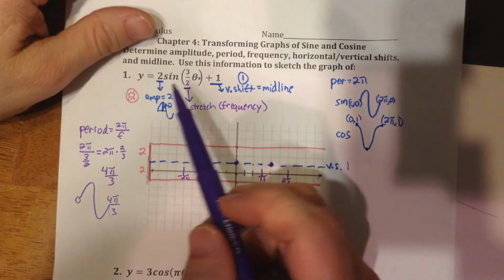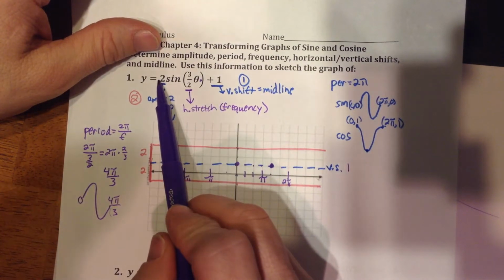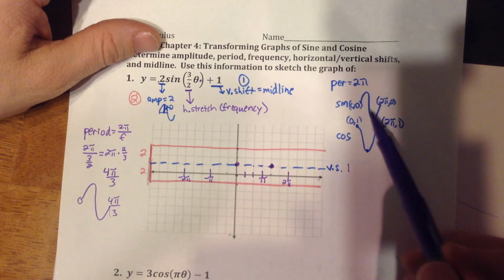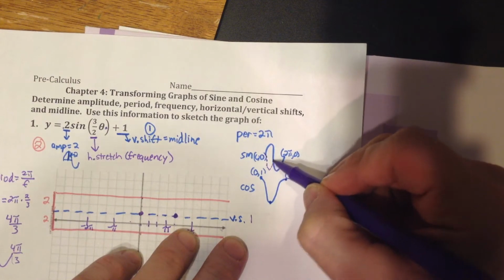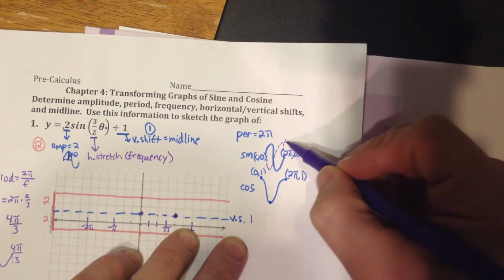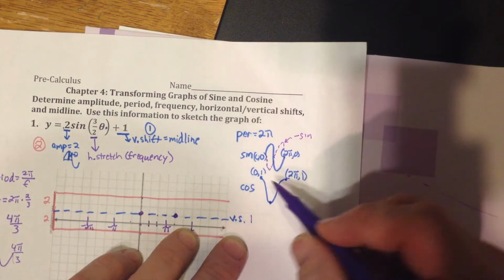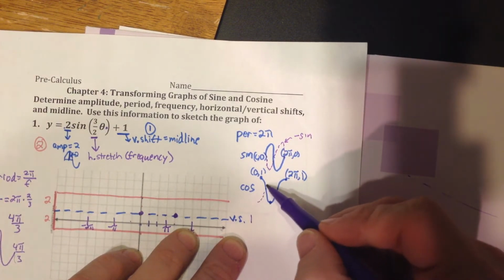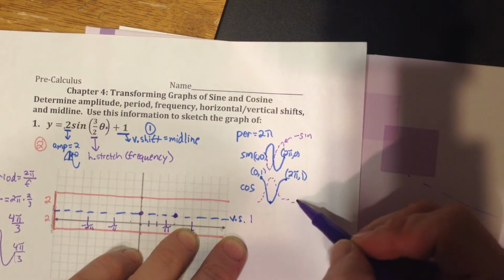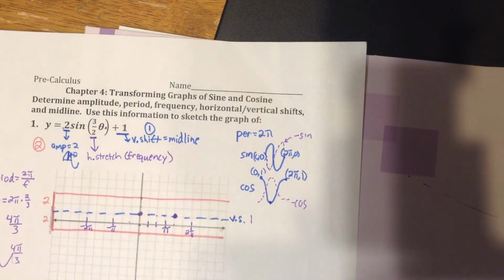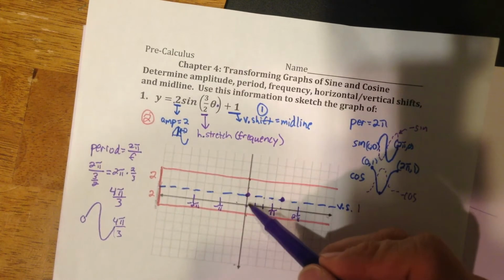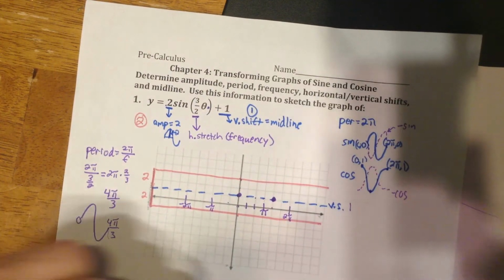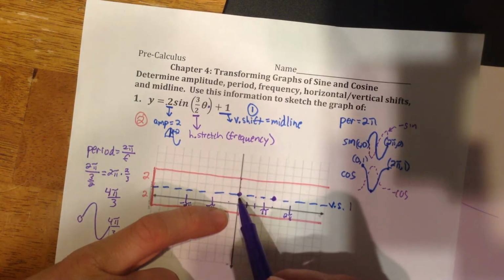Alright, so now one last thing we're going to look at. Positive means we increase it. If this were negative, this would be reflected. I'll draw in a different color. Okay, this is negative sine. Negative cosine would look like that. Alright, so we're just reflecting it. So if this were negative, we would be going downwards first. We're going upwards first.